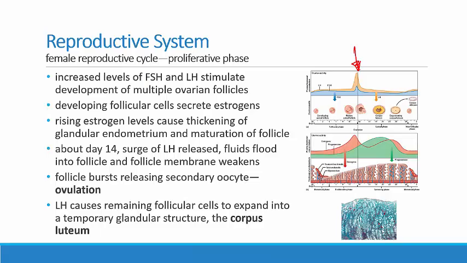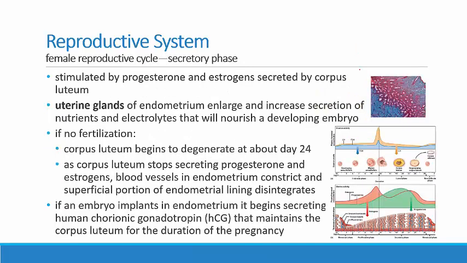Okay, so now we're ready to think about the secretory phase. So about day 14, the secretory phase begins. So with the corpus luteum producing all that progesterone and estrogens, the uterine glands there at the endometrium really get into business. They enlarge, they start to secrete more nutrients and electrolytes and mucus, all with the intent of preparing for an embryo that may come and lodge in those tissues and begin to get nutrients from the endometrial lining.